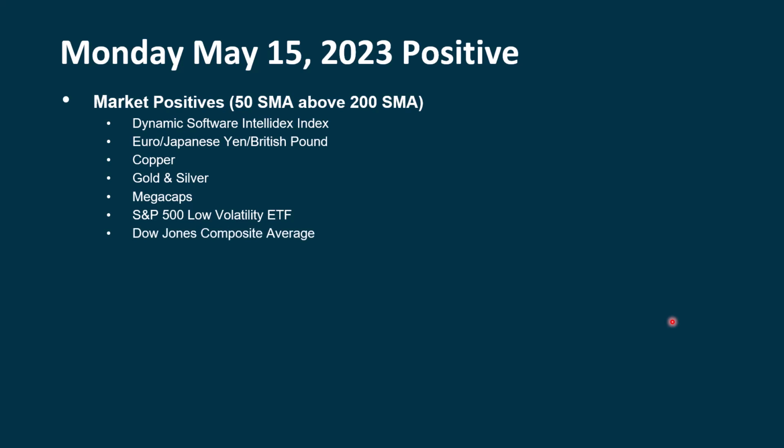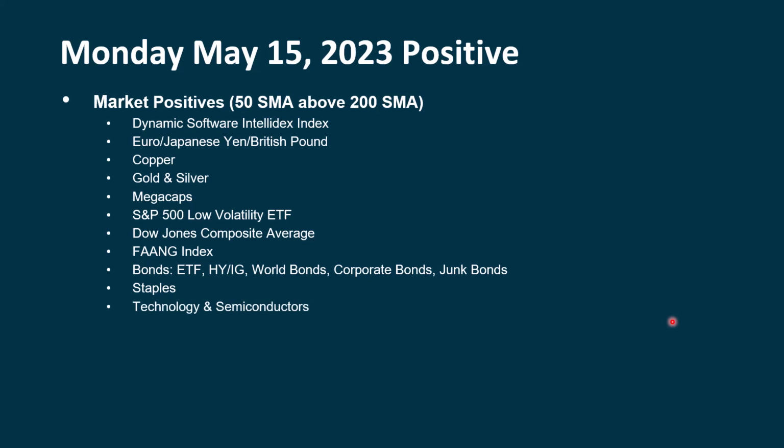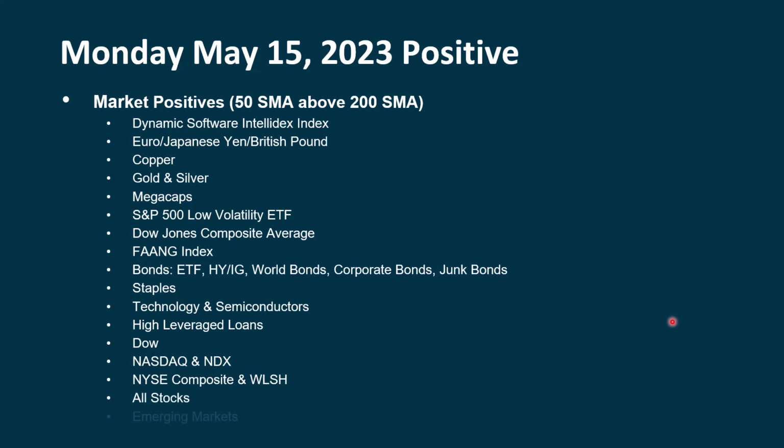The Dow Jones Composite Average is positive. The FANG Index, all the different areas of bonds, the bond ETF, the high yield and investment grade bonds, world bonds, corporate bonds, and junk bonds. Staples are positive, tech and the semis, high leverage loans, the Dow, the NASDAQ and the NASDAQ 100, the NYSE composite, as well as the Wilshire, all stocks, emerging markets, and then not last or least is Bitcoin. Even though it's seen some weakness, it is still positive.